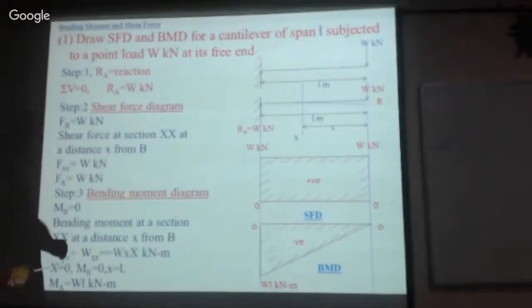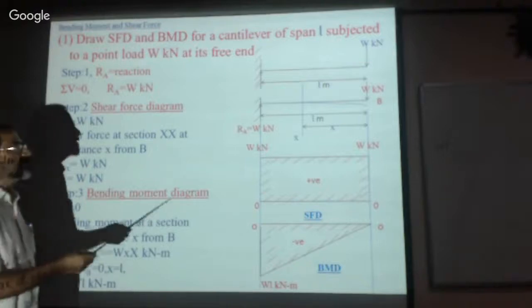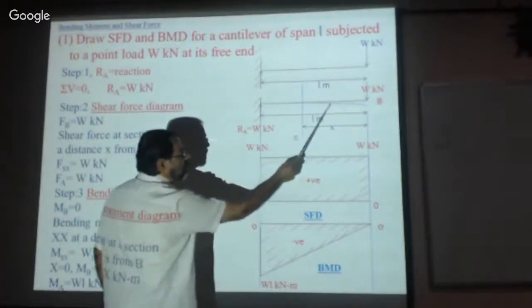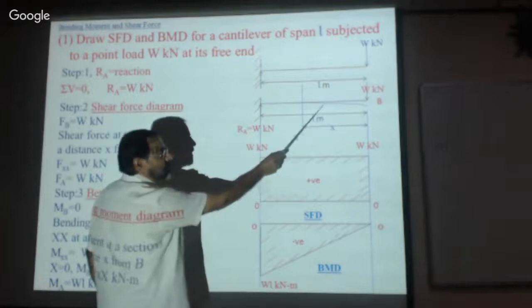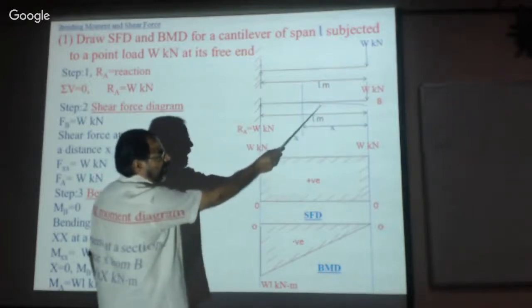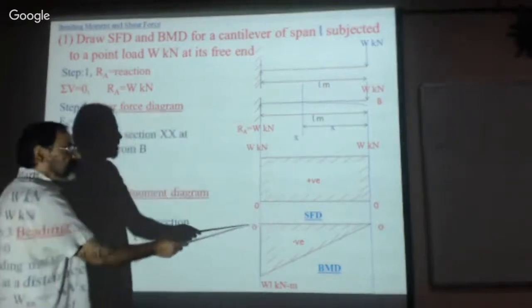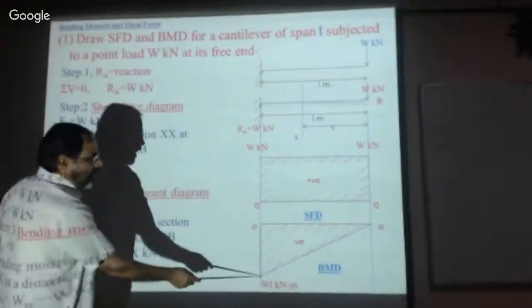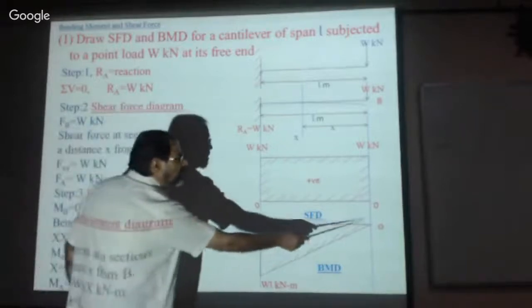After calculating, when x is equal to zero, the bending moment is equal to zero, and when x is equal to L, the maximum bending moment at A is equal to WL kilonewton meter, isn't it? And already we have discussed, the bending will be in this shape. This is hogging bending moment, therefore it is negative. Take a reference line, and plot the negative bending moment downwards. Now join this straight away.